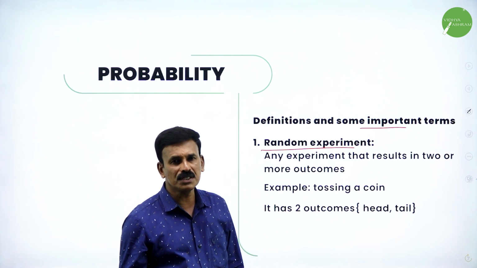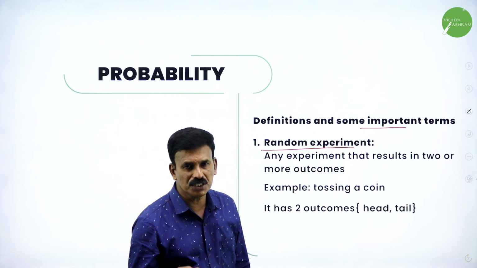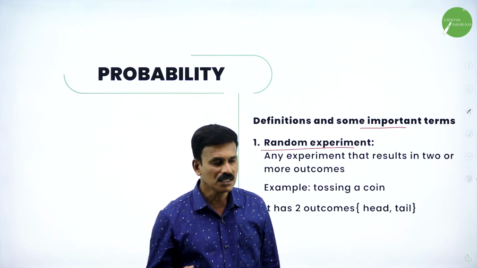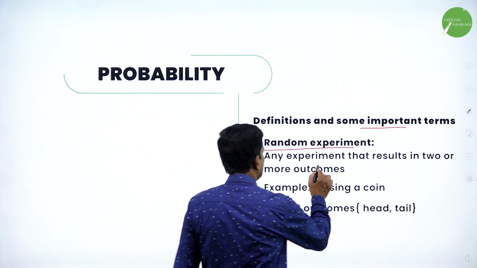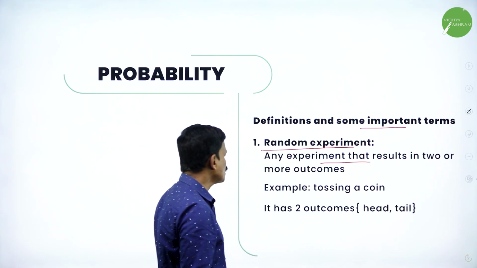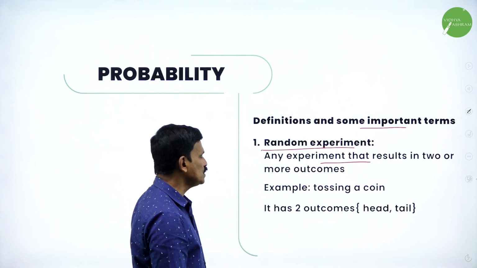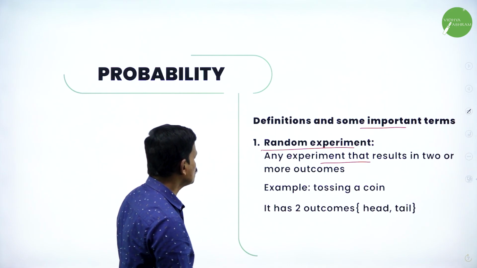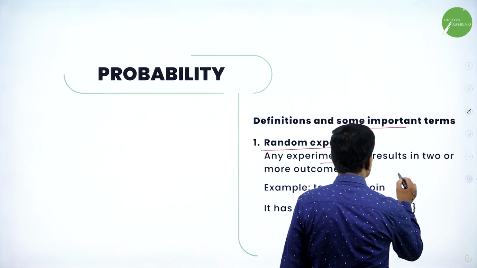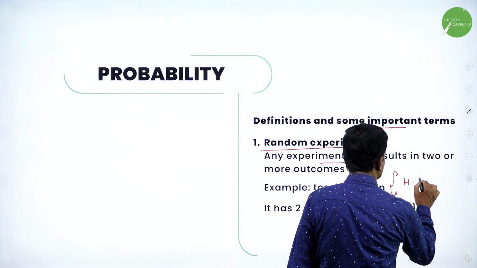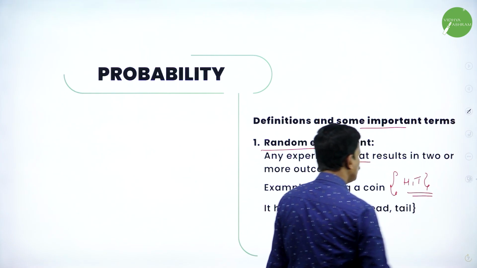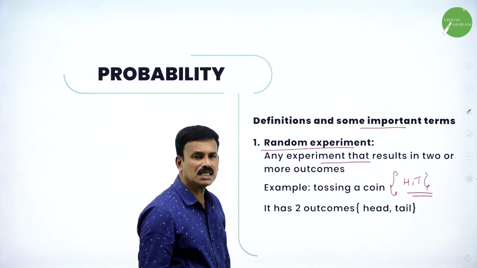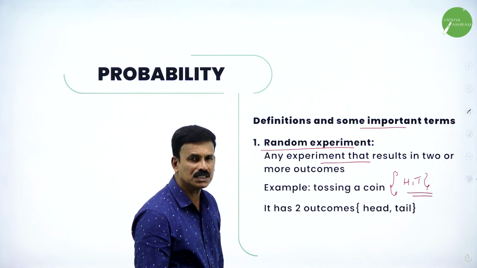Example, if you toss a coin, what are the possible events? Either head or tail. Any experiment that results in 2 or more outcomes is a random experiment, so an example of a random experiment is tossing a coin. If you toss a coin, it has 2 outcomes, head and tail, denoted as H and T.